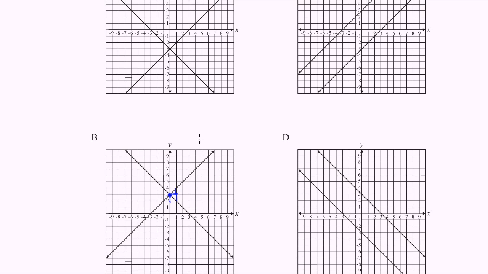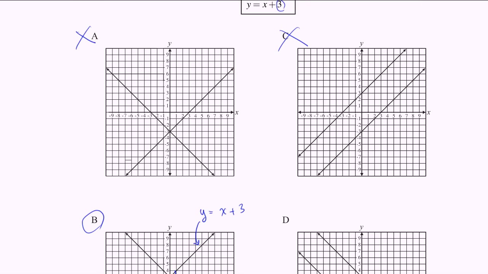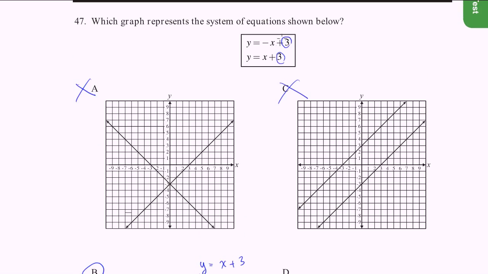So this line right here is y is equal to x plus 3, because it has a slope of 1, 1x, and 3 is its y-intercept. And this line right here is y is equal to, its slope is -1. You move to the right 1, you go down 1. So -x, and its y-intercept is +3. So our answer is B. These are the two equations that we have up there.